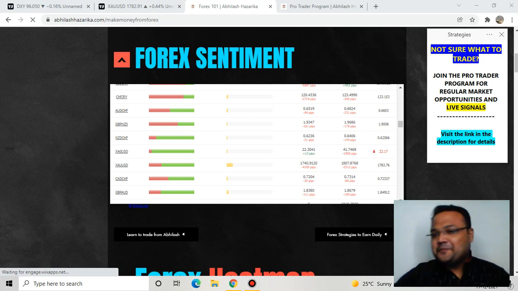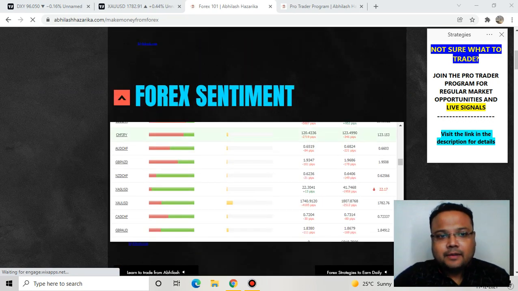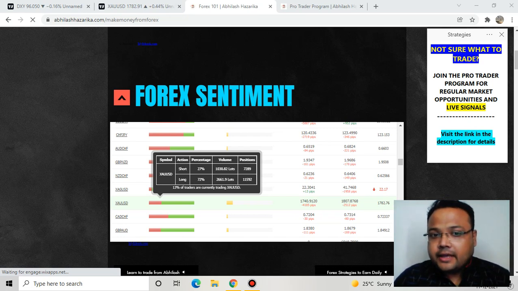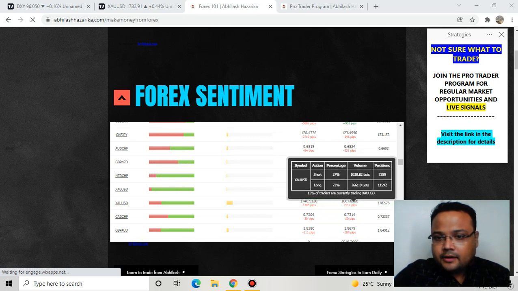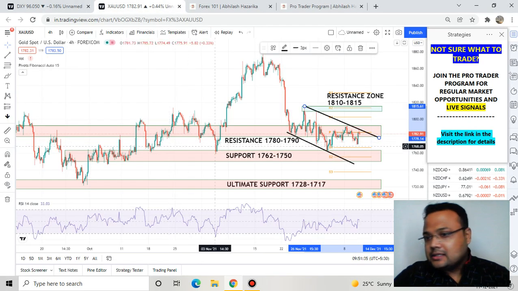So let's get started. This is the Forex sentiment meter in front of us. You'll find the Forex sentiment meter on my website avilashajarika.com under the Forex 101 section. In the Forex sentiment meter, we can see that 27% of retail traders have taken short positions and 72% have taken long positions. It means that 72% of retail traders are on the buy side, and if you look at the buy position, they have taken it at the 1807 level. So 72% of retail traders are in loss right now. Okay, so let's find out what the chart says.